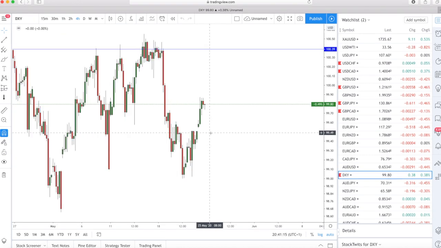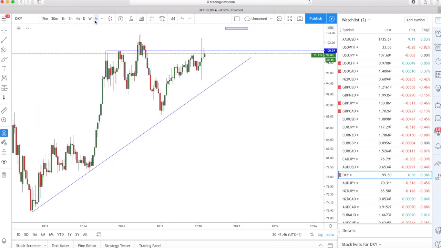So guys, I'd like to start off with the DXY, the dollar index. Looking at this can give us a great understanding of where the USD is heading. For those of you that don't know, the USD is the highest traded currency. So this can give us a good idea of where the USD is heading, and then we can cross-reference that against the euro, the pound, etc.